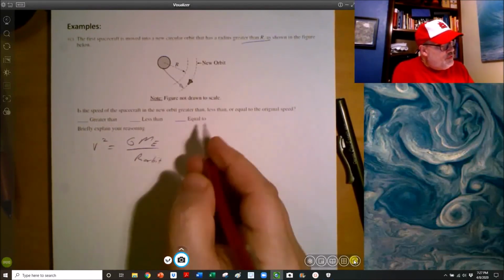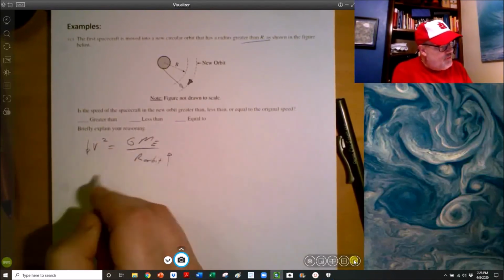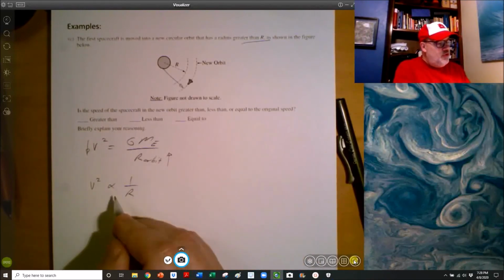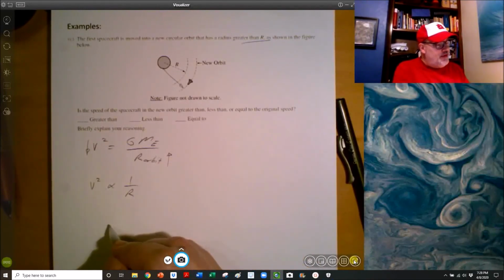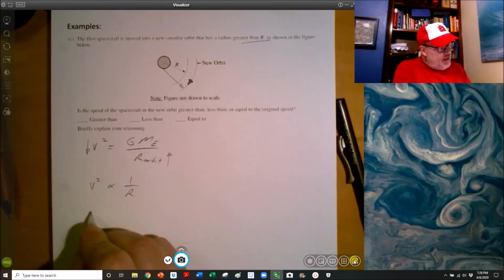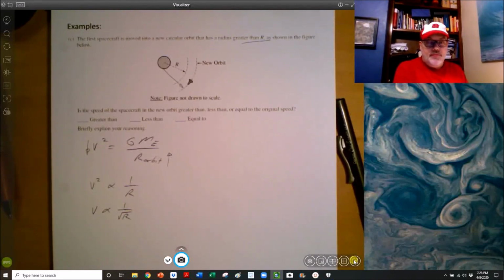And we can see from this equation, as the orbital radius goes up, the velocity has to go down because it's inversely related. V squared is proportional to 1 over r. So it must decrease. And that would be our explanation as well, that they're inversely proportional. If you want to get technical about it, V is proportional to 1 over the square root of r. So as r goes up, V has to come down.